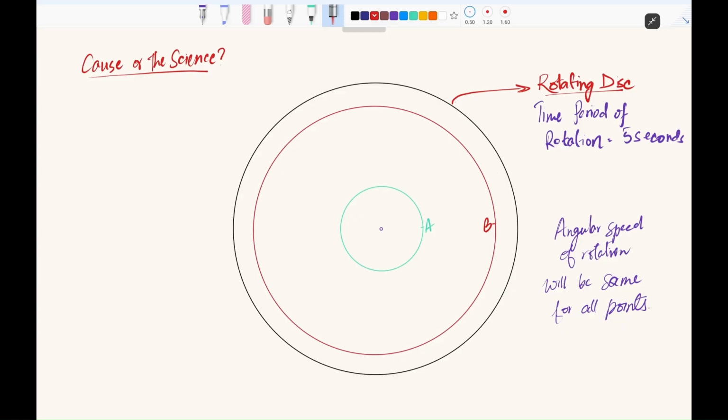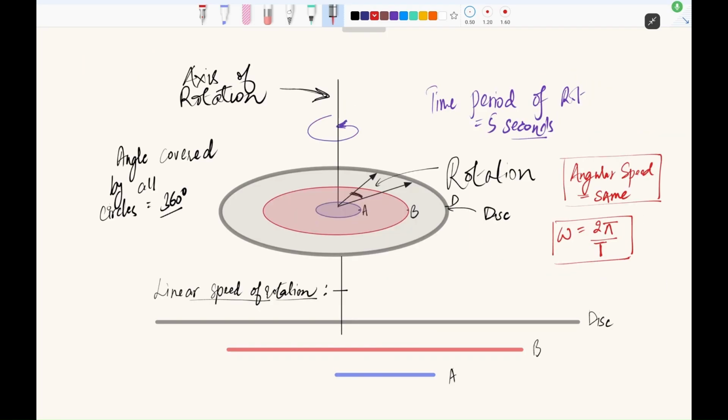So let us now understand what is linear speed of rotation, because that is very important for our understanding of Coriolis effect. Here the same disk is shown with this being the axis of rotation around which the disk is rotating in the anti-clockwise direction. Now let's say the disk rotates from this point to this point, so the angle that the disk will cover is this much. Now all the points on the disk will rotate by the same amount of angle, right?